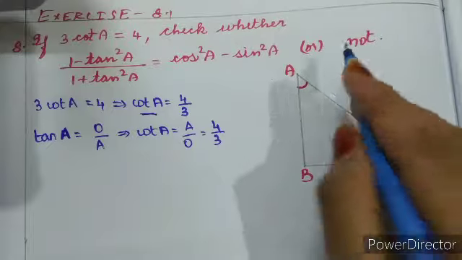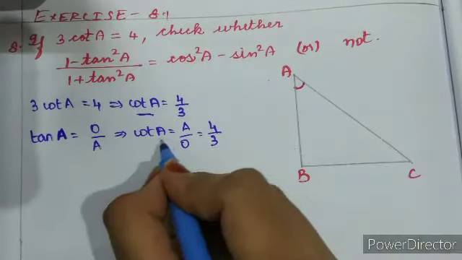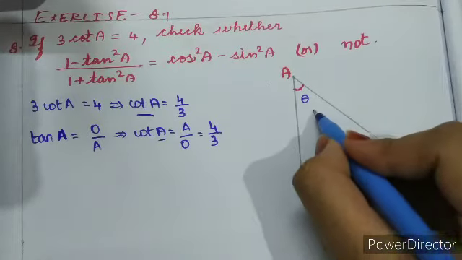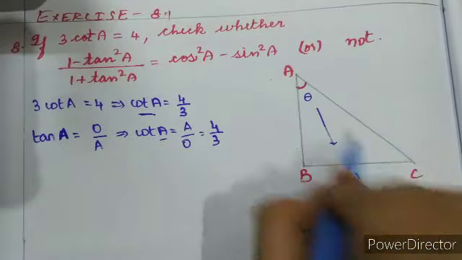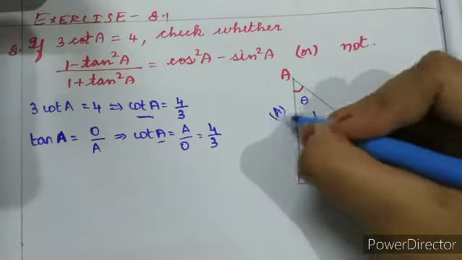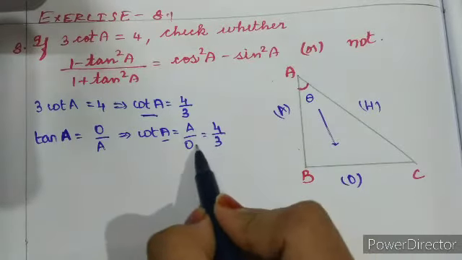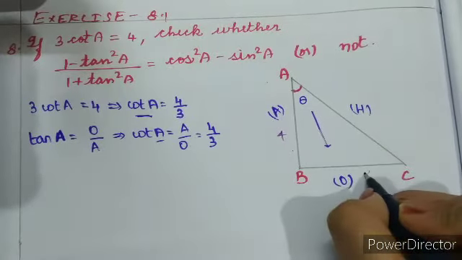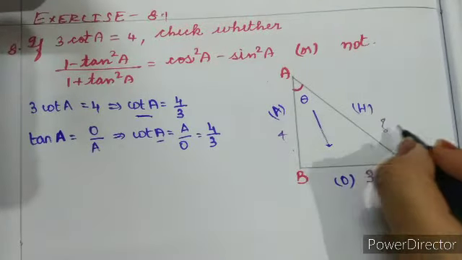So see here, in this triangle, the angle is A. We know that if this is theta, the side that is opposite to the angle is the opposite side, the slant side, the side with greater length, is the hypotenuse, and the third side is the adjacent side. Now we know the values for the adjacent side and the opposite side. The adjacent side value is 4 and the opposite side value is 3. Here we don't know the length of the hypotenuse.